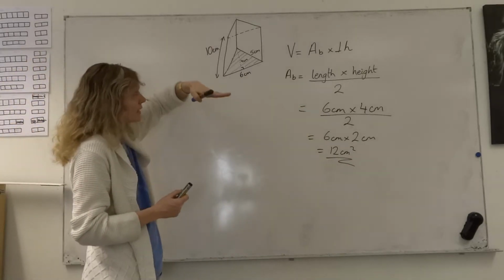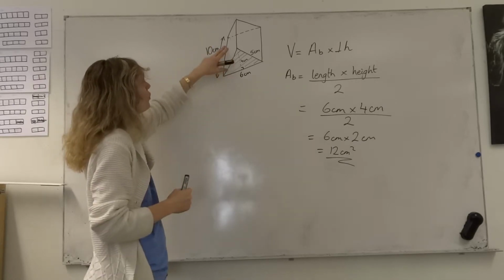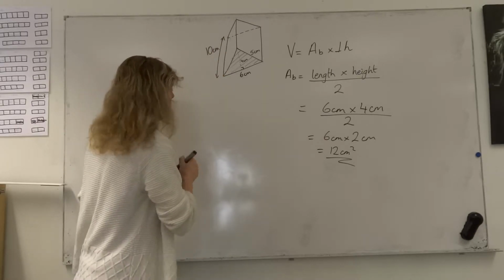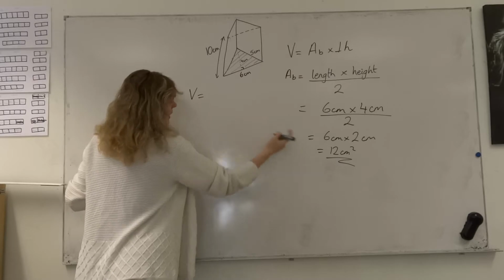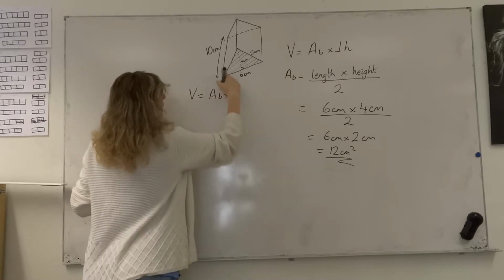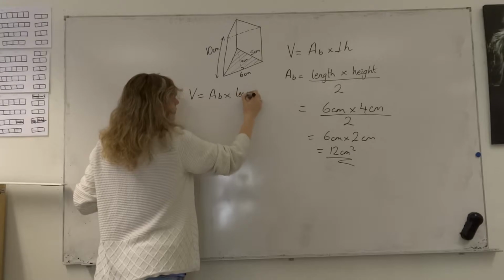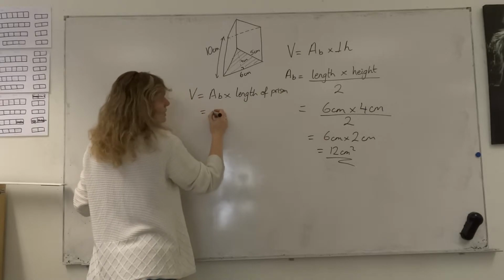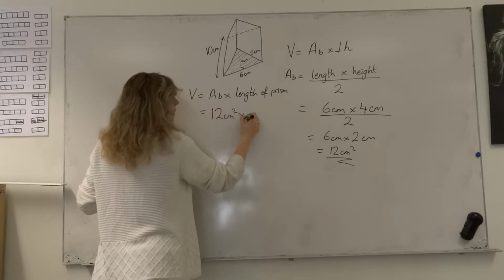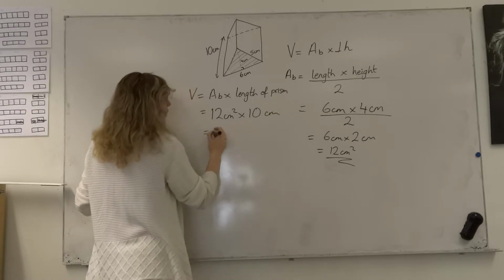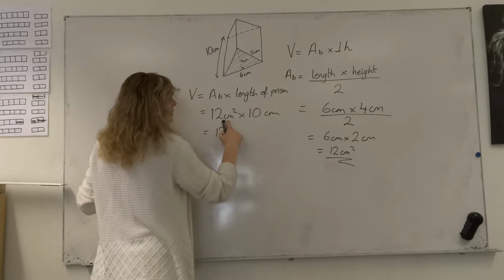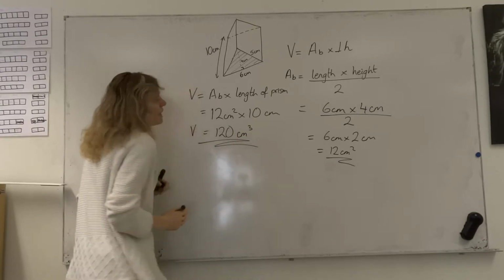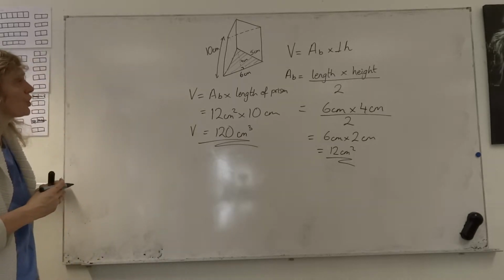And if this prism is lying down on the floor, what is the height then of our whole prism? Well, the height would be the whole length of our prism, which we can see is 10 centimeters. So the volume of our prism would be our base area times the height, the length of the prism, which is 12 centimeters squared multiplied by 10 centimeters. 12 times 10 is 120. Centimeters squared times centimeters is centimeters cubed. So the volume of this prism is 120 centimeters cubed.